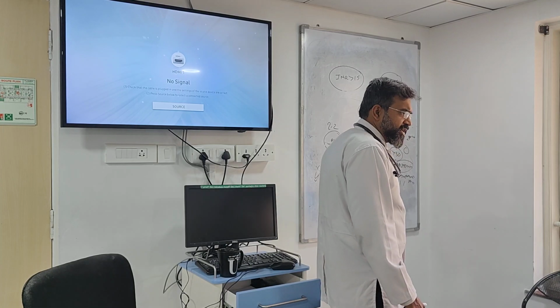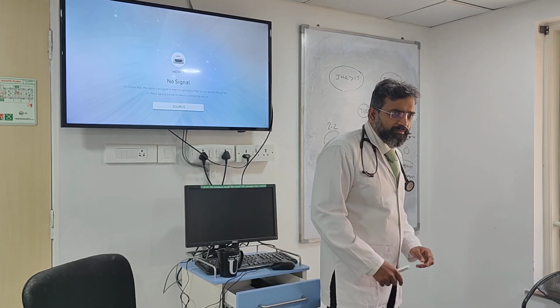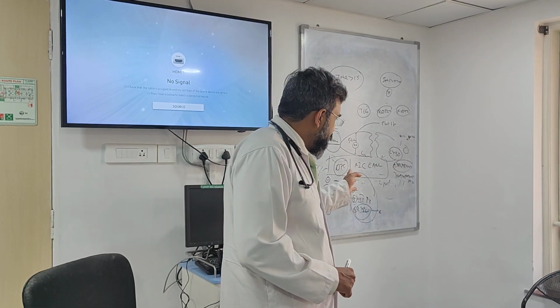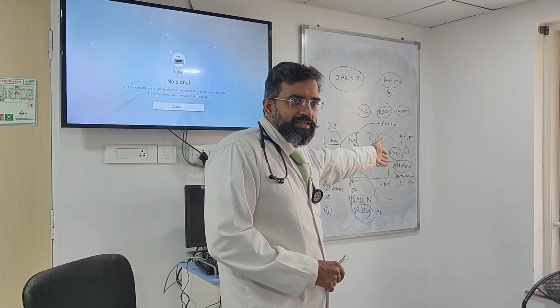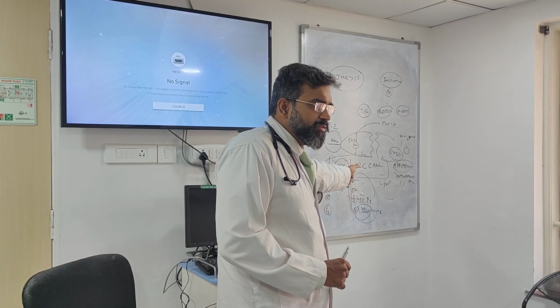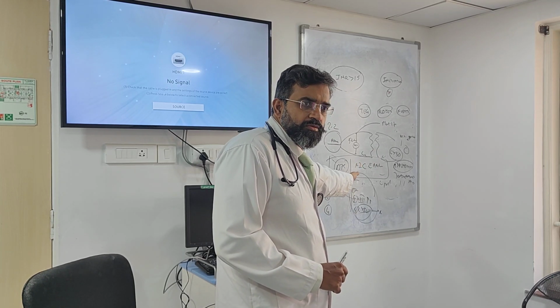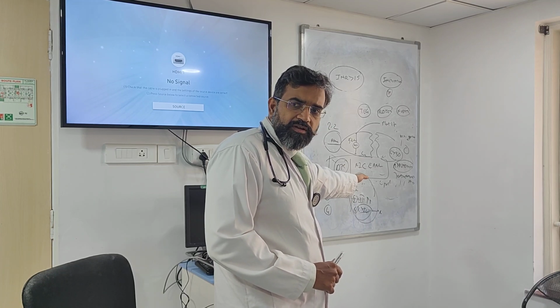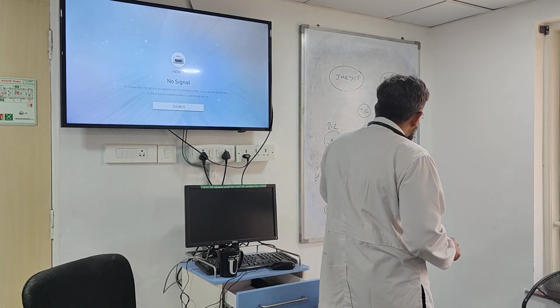This is how you differentiate between both of them. There is a possibility to differentiate by doing factor 8. That's the easiest thing to do. If you do a factor 8, you'll find the factor 8 to be high on that side. Here, because it's consumed, it will be low normal or low. You understand? Clear? The treatment of this will be tranexamic acid.